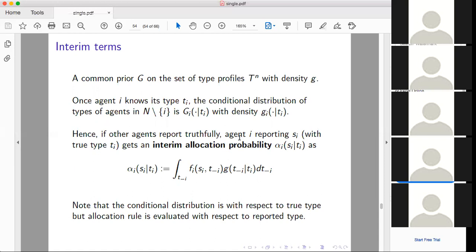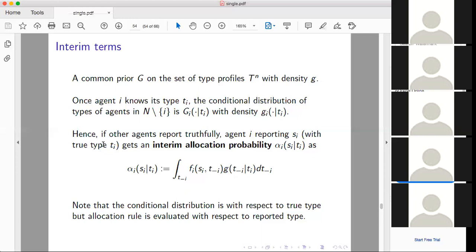Don't have to worry about all this. So the main idea is once I observe my type, I have a belief about the probability with which other agents might have received their types, and that's basically specified by this g_i function. Okay, so each individual believes.